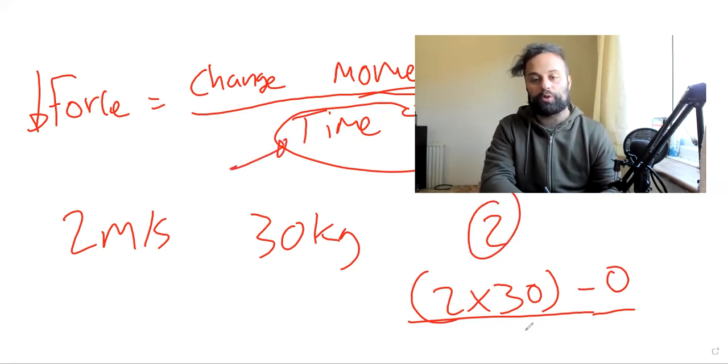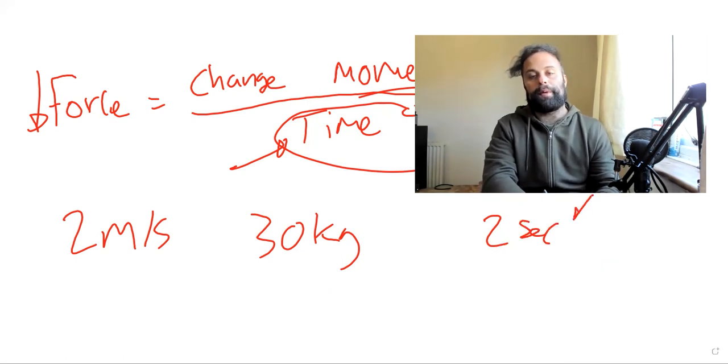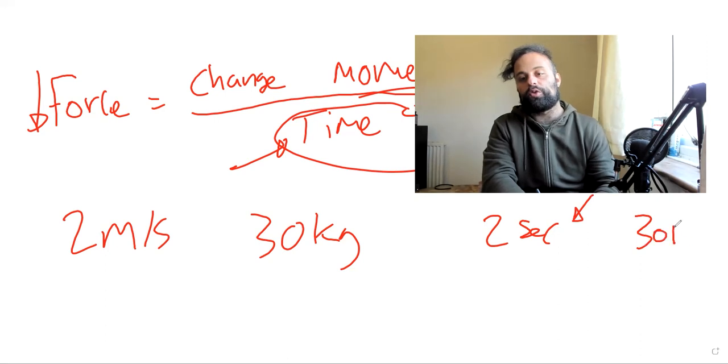And let's say the impact time was 2 seconds. So the force acting on the person is 30 newtons. So I want you to remember, when it was 2 seconds, it was 30 newtons force.